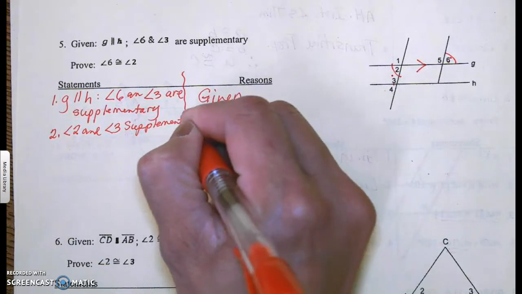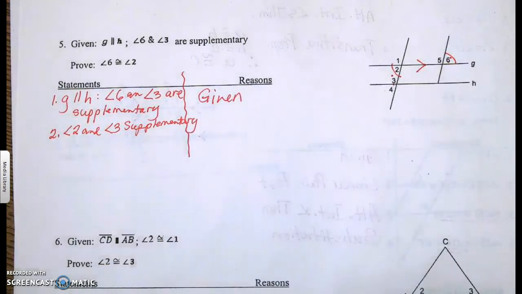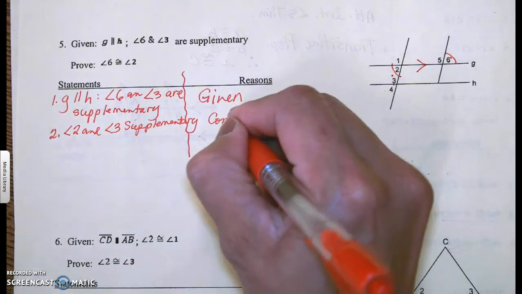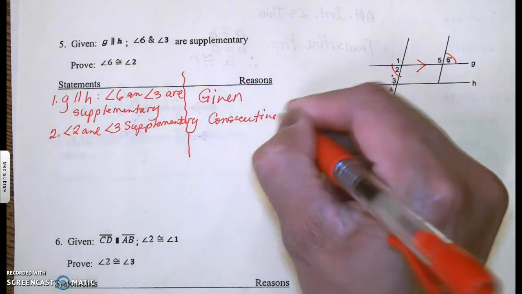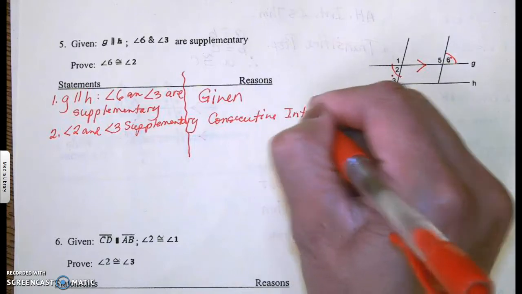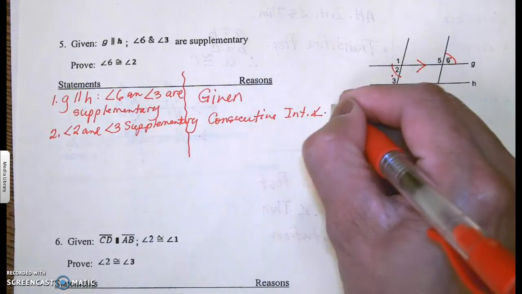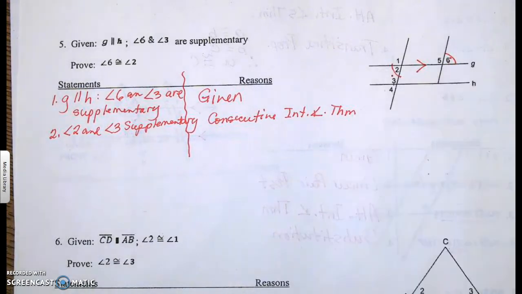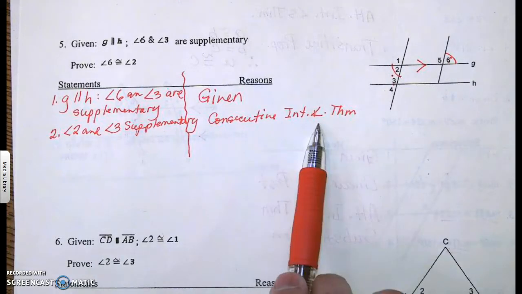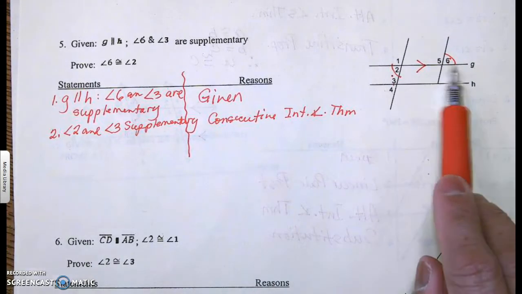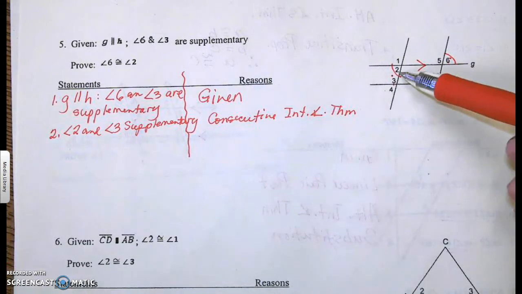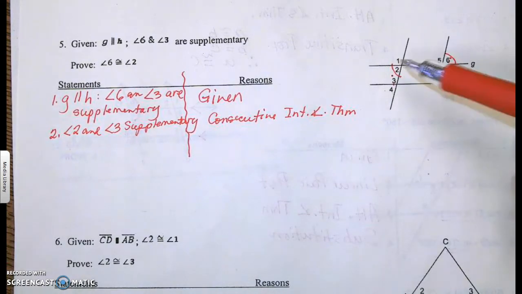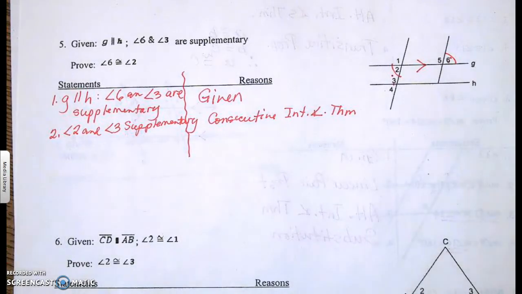And I am permitted to say that by the consecutive interior angle theorem. Consecutive interior angle theorem states that if your two lines are parallel, cut by a transversal, the interior angles on the same side of the transversal add up to 180 degrees, which means that they are supplementary.